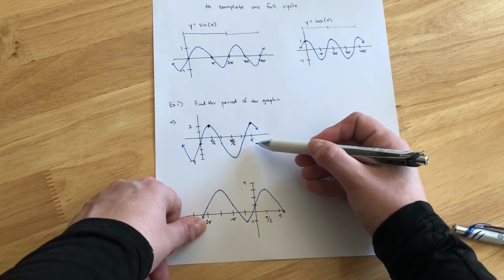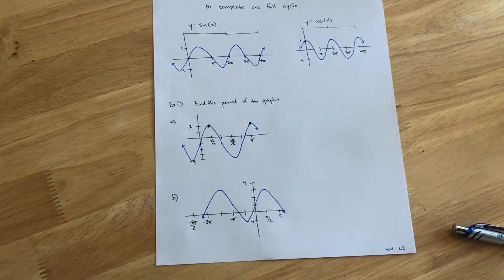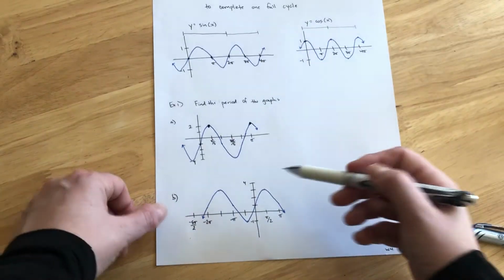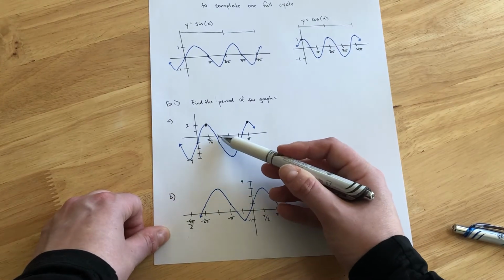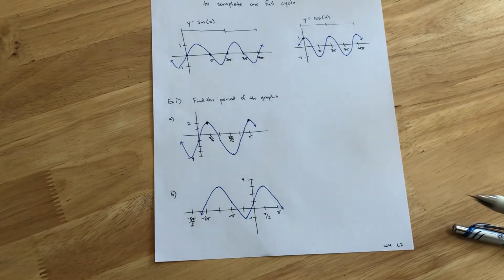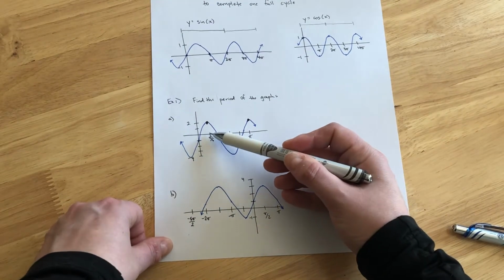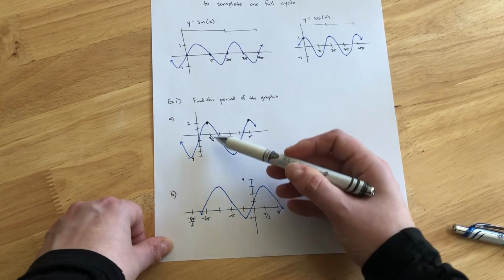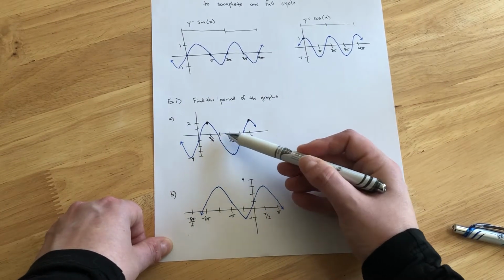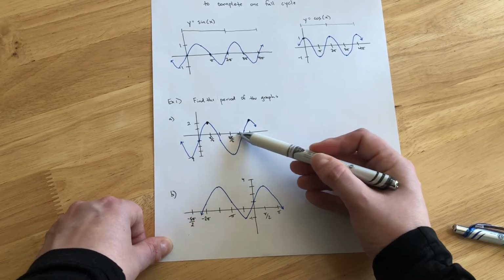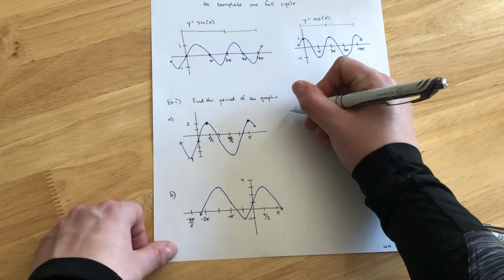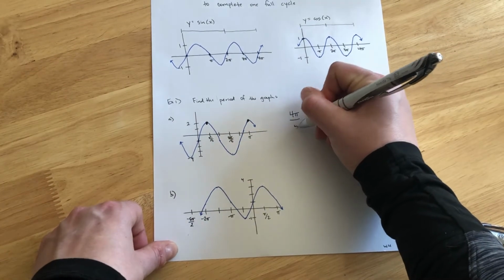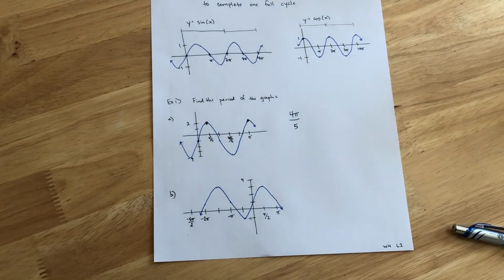So we could do some subtraction, might involve some fractions, that kind of thing, or you might just start by counting the spaces. So each one of these hash marks represents 1 pi over 5. So from here to the end, we'll count the spaces. So there's 1 pi over 5, 2 pi over 5, 3 pi over 5, 4 pi over 5 is the period or the distance it takes to complete one full cycle.